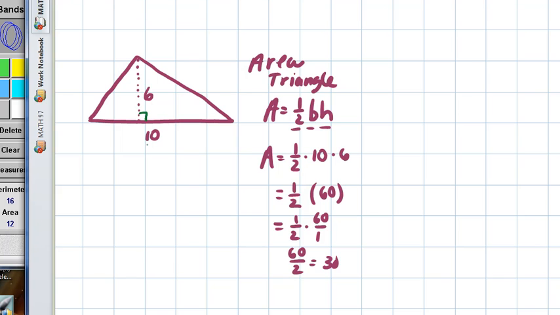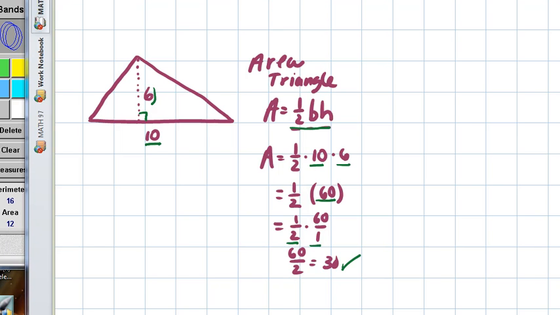So this triangle has a base of 10 and a vertical height of 6. So for my formula, I've got 1/2 the base times the height. I did the base times the height first, which is 60. And then I took 1/2 times 60. I worked with it in terms of fractions. You're really just taking half of 60. It turns out to give you 60 over 2, which sure enough is 30.